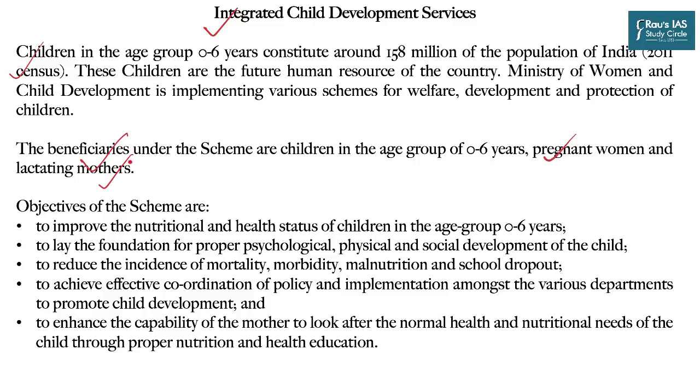Objectives of the scheme are to improve the nutritional and health status of children in the age group of 0 to 6 years, to lay the foundation for proper psychological, physical, social development of the child, to reduce the incidence of mortality, morbidity, malnutrition and school dropouts, to achieve effective coordination of policy and implementation among the various departments to promote child development, to enhance the capability of the mother to look after the normal health and nutritional needs of the child through proper nutrition and health education.